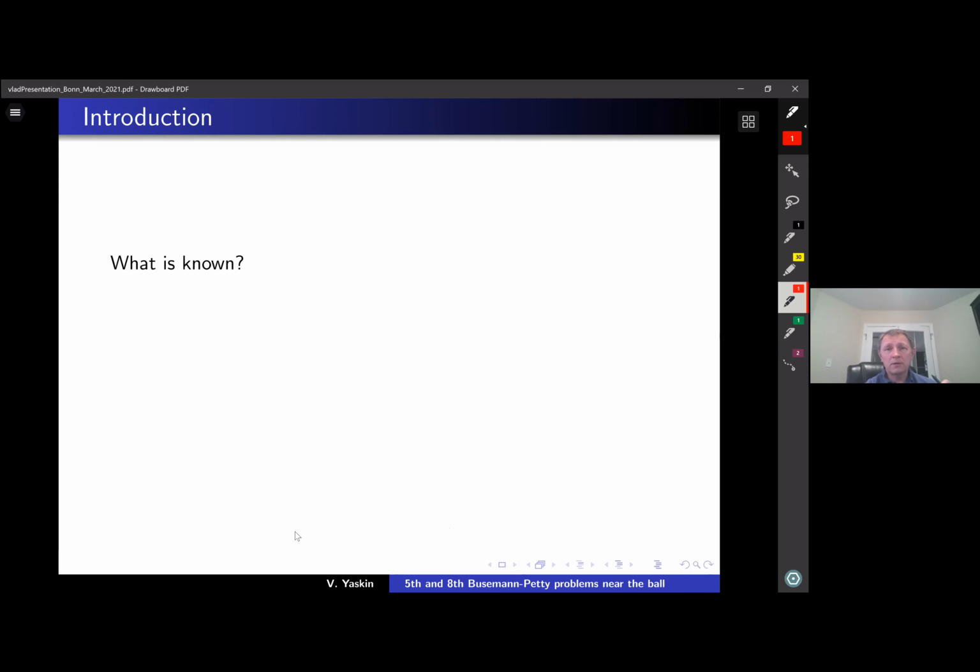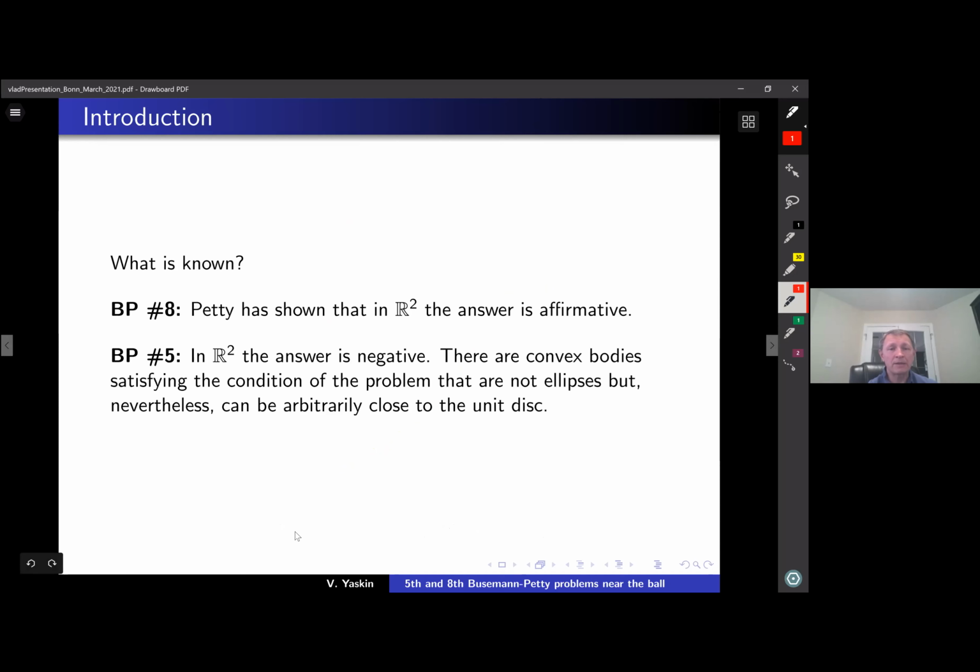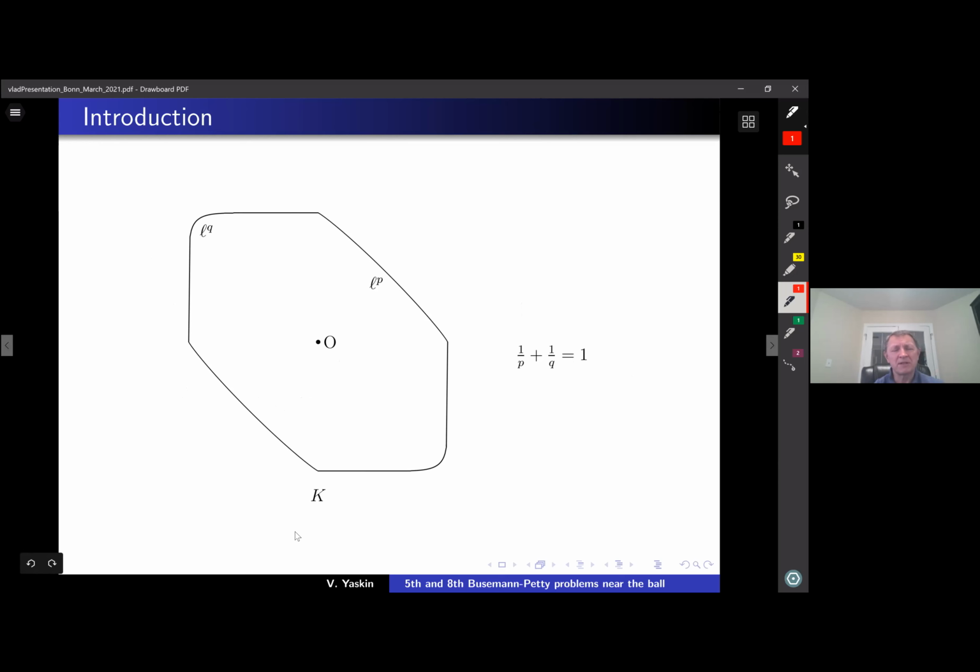So the two-dimensional case is settled for both of them. For problem number 8, the answer is affirmative in the two-dimensional case. It was shown by Petty. And for problem number 5, the answer is actually negative in R2. So there are bodies which are not ellipses, but satisfy the condition of this problem. And moreover, these bodies can be made arbitrarily close to the unit disk. So let me show some examples.